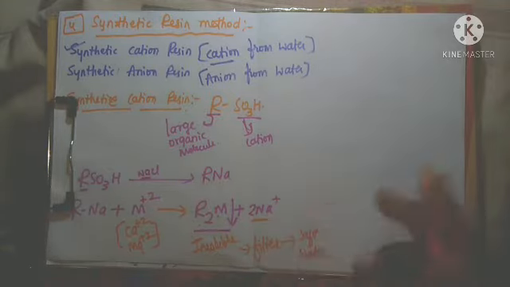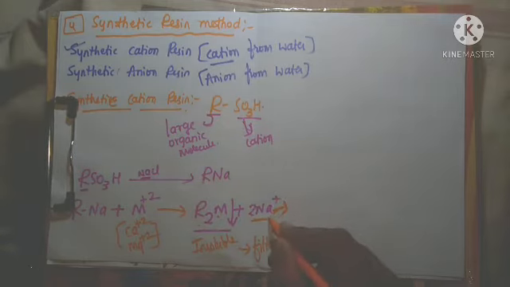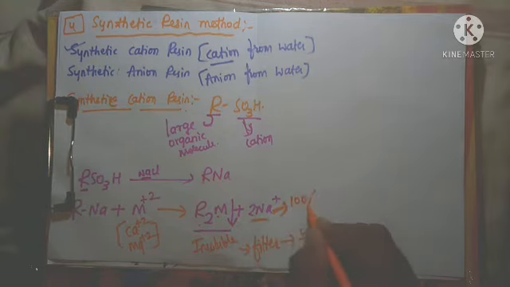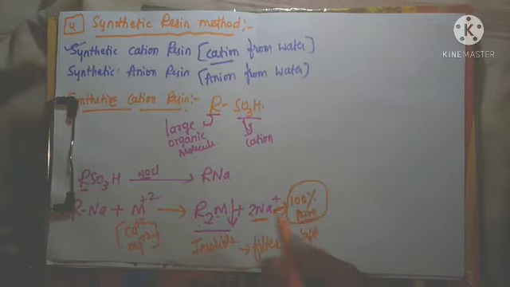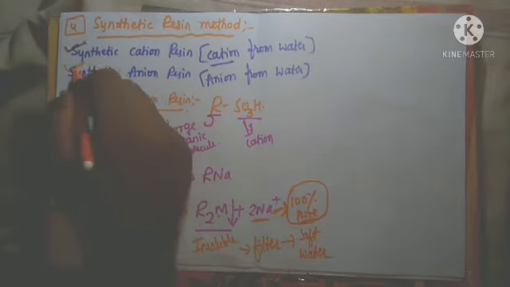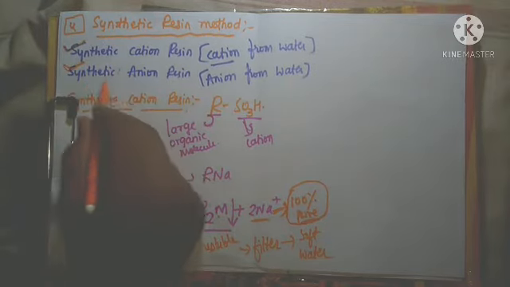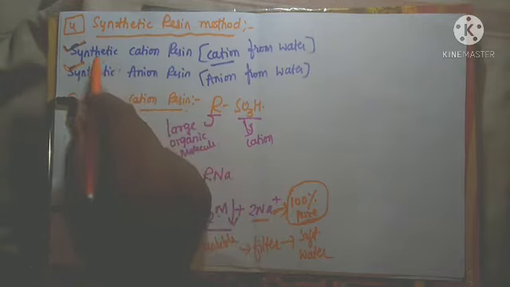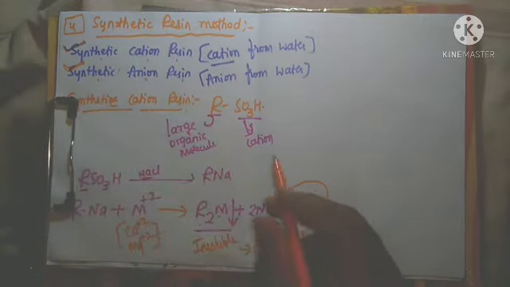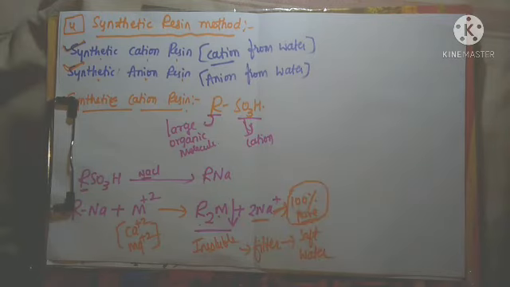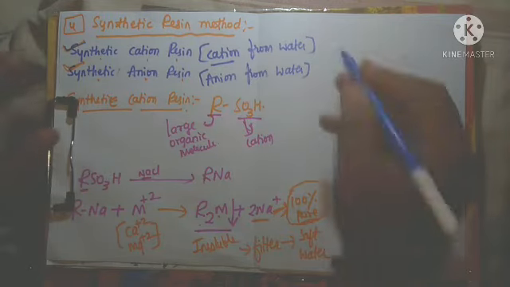Means it is not 100% pure, because of the presence of such ions, maybe Na, maybe Cl. There is no calcium or magnesium, but other ions, Na, are there. It is not 100% pure water. Almost pure water is not there. To get 100% pure water, you have to use both synthetic cation resin and synthetic anion resin. When you use both, you will get almost pure water. How? We will see now.